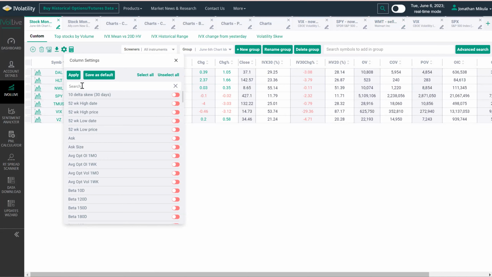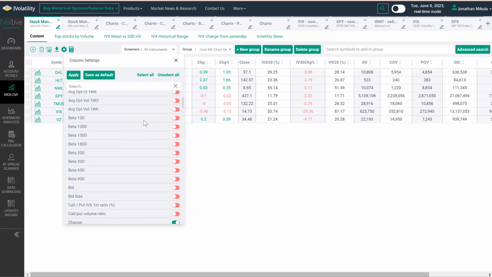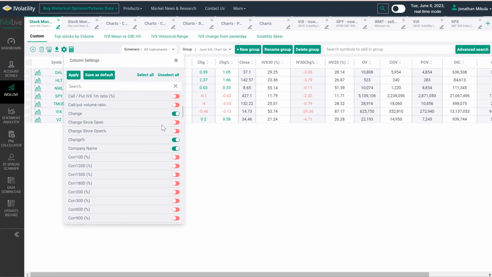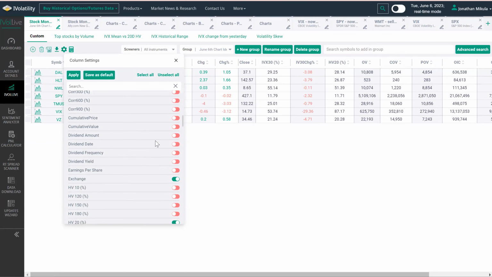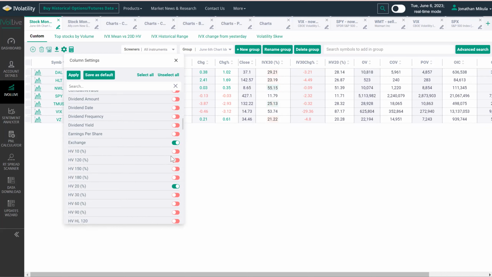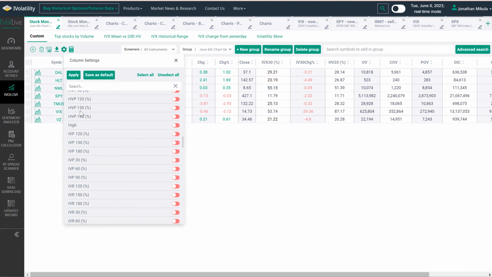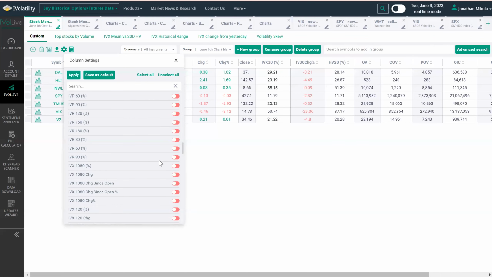If you were analyzing SPX right here, these are all the things you can analyze: 52-week high, low, ask. Here's our volume metrics. Here's all the betas, the bids, the change since open, correlations. Let's see, dividends, right? When, how much, the historical volatility, earnings per share, implied volatility. HVP is historical volatility percentage. IVP, which again is my favorite, which I covered in depth in that last tutorial last week.